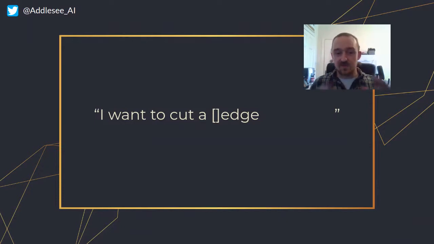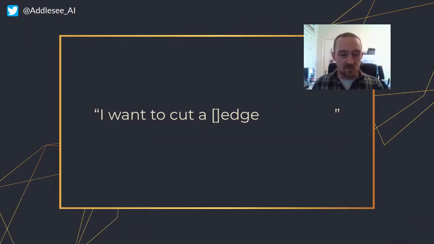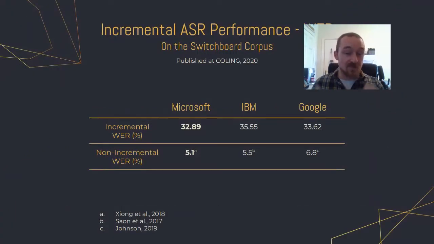But if the system gets the whole sentence, it can use future words, of cheese. And then the system would know I want to cut a wedge of cheese. It's a wedge and not a hedge, because a hedge of cheese makes no sense. So these error rates are much lower because they can use future words to accurately get the word that they're unsure of in the middle of a sentence. Whereas if you're doing it word by word, you don't have access to the words coming up. So that's the main reason why they perform much worse.